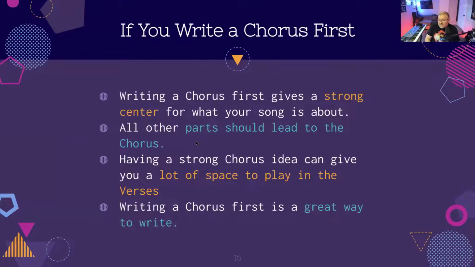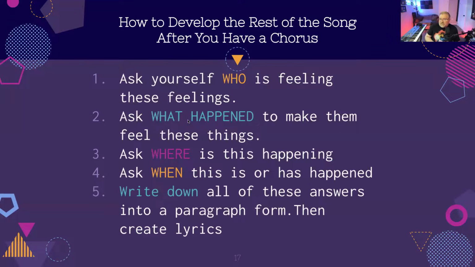So if you write a chorus first, that gives you that strong center, Tony, where you know what the song is about. So you know that all of the other parts should lead to the chorus. And having that chorus idea can give you a lot of space to really play in the verses. Writing the chorus first is a great way to write. And sometimes it's just starting with a title, right? And then you build a chorus off of the title. So how do you then develop the rest of the song?